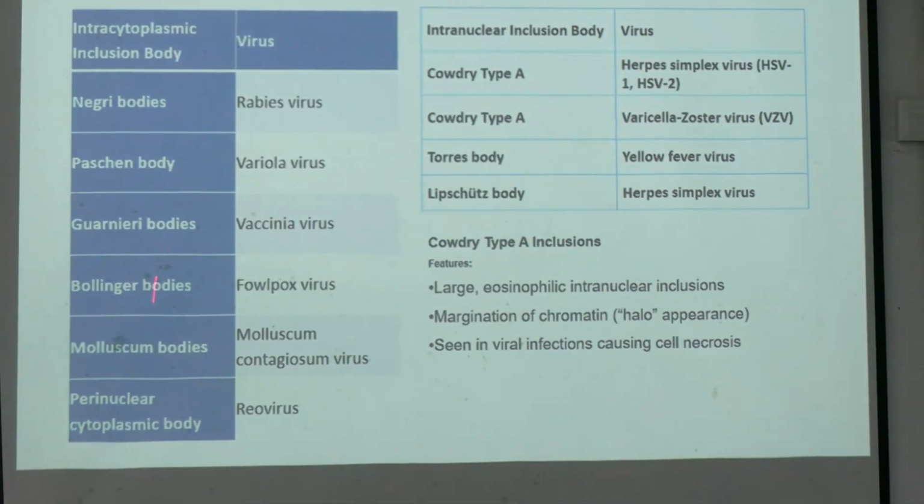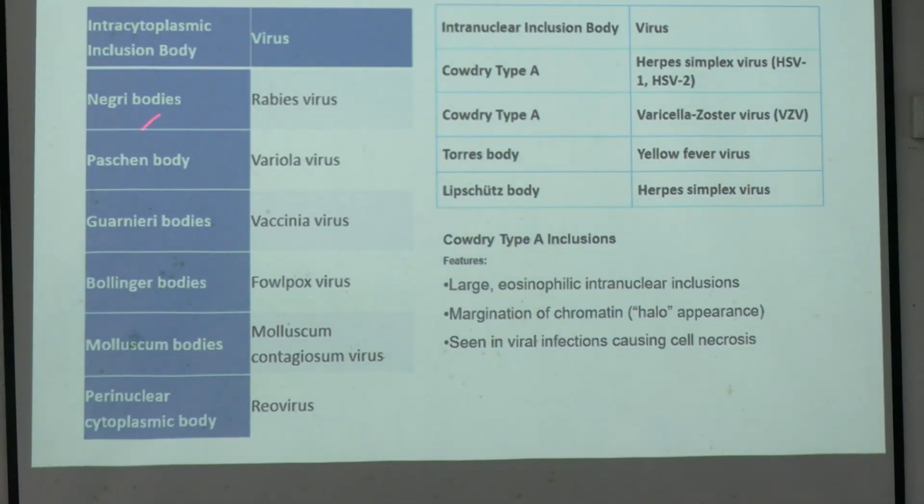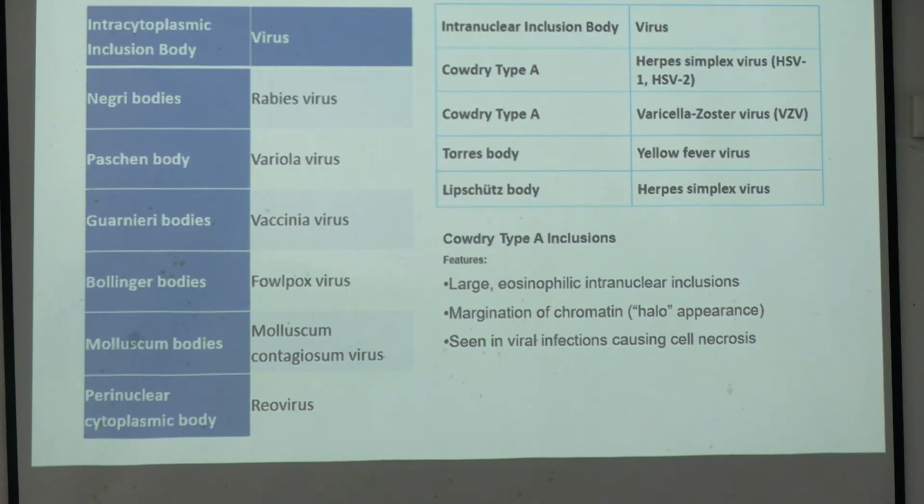Intracytoplasmic inclusion bodies have many examples, okay. Negri body is caused by rabies virus, Paschen body by variola, Guarnieri bodies by vaccinia, etc. etc. Okay, so you have to remember at least 4-5 of them, okay. If a question comes, then you have to write intracytoplasmic inclusion body example, intranuclear inclusion body example.